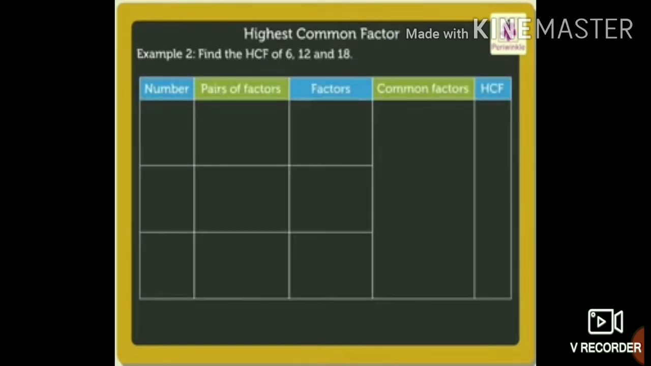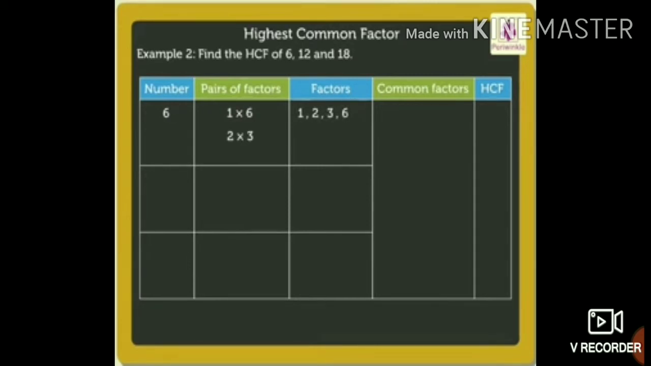Another example I have taken here: find the HCF of 6, 12 and 18. What do you have to find first? First you have to find the factors, right? What are the factors of 6? First find the factors of 6, the next factors of 12, and the factors of 18. Then in the factors of 6, 12 and 18, find which are the common factors.